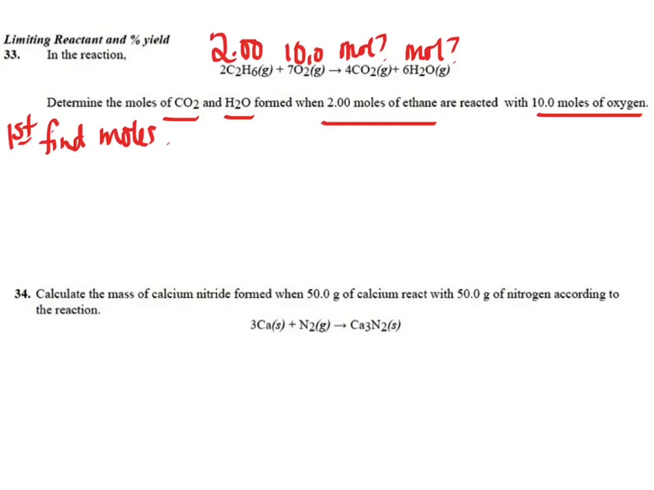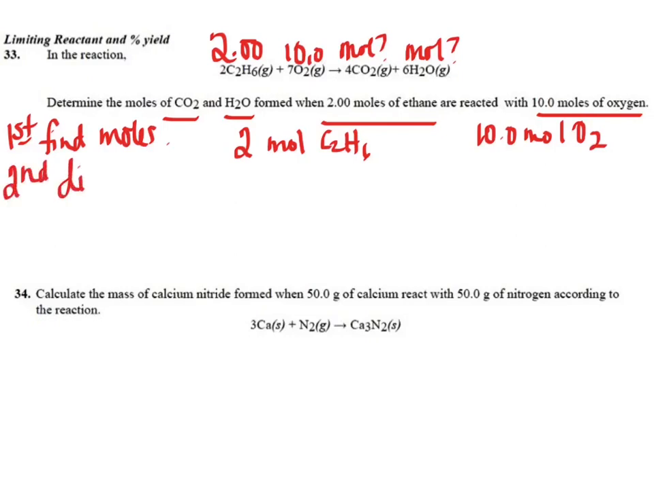So what we can do next is list this. We have 2 moles of C2H6, and we have 10 moles of oxygen. We want to find out who limits this reaction before we can do anything else. So would you divide by the moles in the equation? Yes, our second step is to divide by the coefficient in the balanced equation.